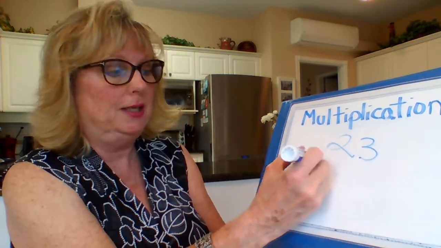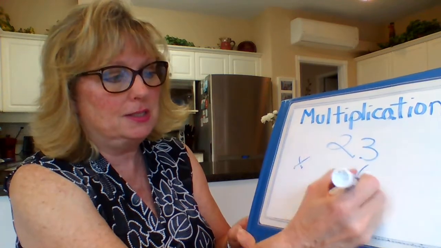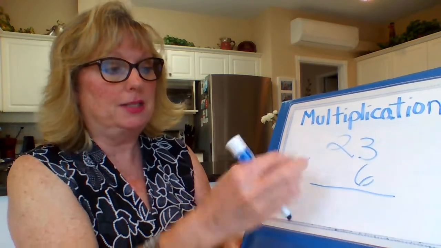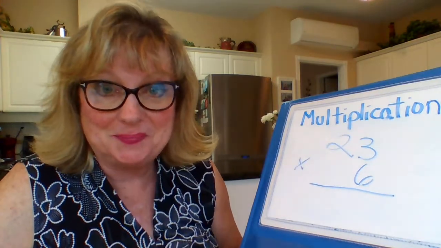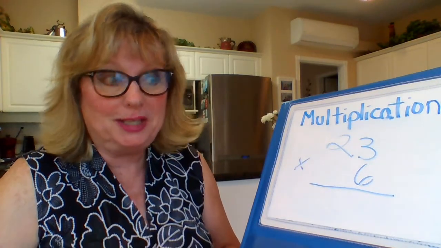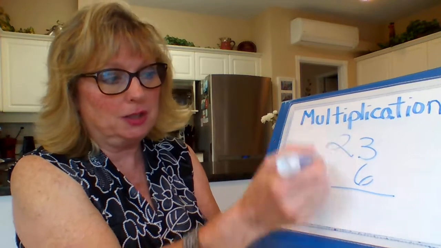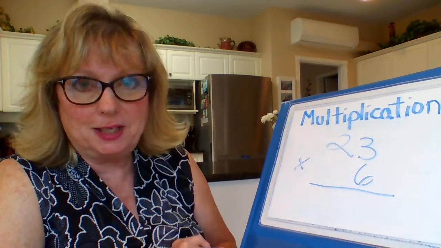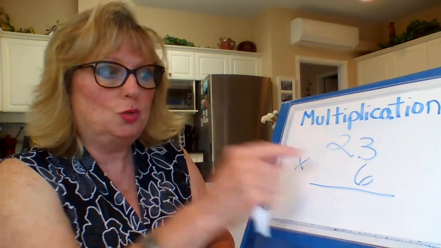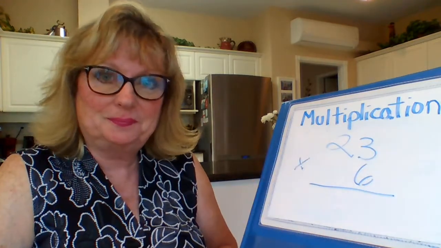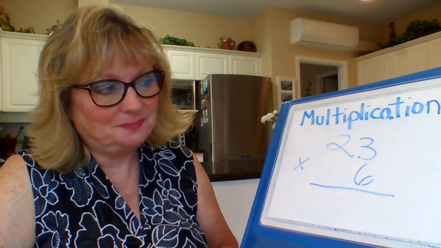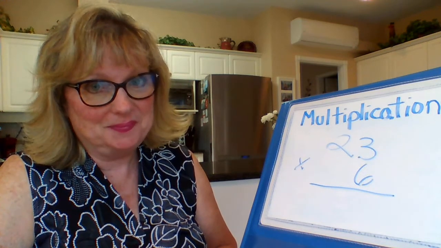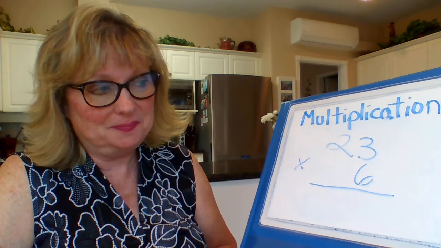23, okay, times 6. That's 6 groups of 23 or 23 groups of 6. What is it? We don't know. We need to work it out, okay? So I'm not going to draw the lines anymore. Write that down on your paper or your whiteboard. 23 times 6. Have you got the answer? Are you thinking?